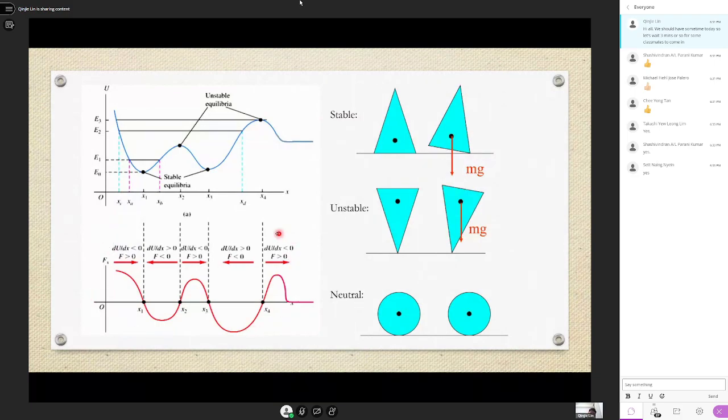Then this graph here in red is the force displacement graph. Remember, F equals minus dU over dx. F equals minus dU over dx. So if you take dU over dx, that means you differentiate this curve here, and you take the negative sign, you are going to get what is represented here.